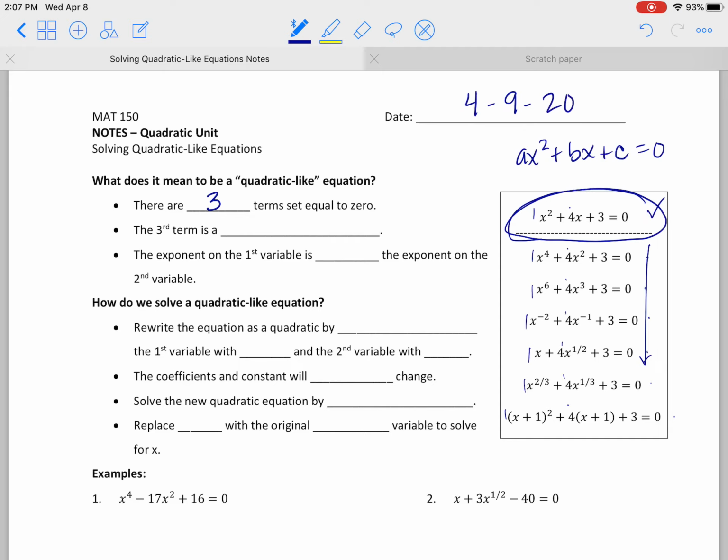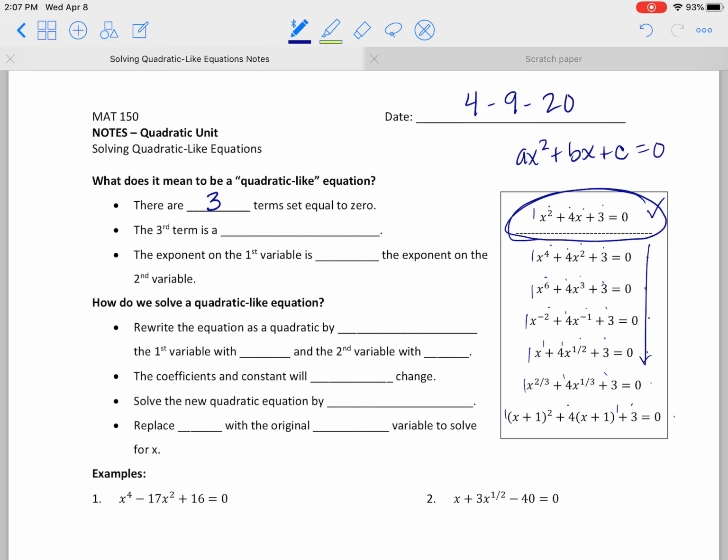Now notice, the leading coefficient in all of these is the same. All of these have a leading coefficient of 1. The middle coefficient, B, is a 4 in every one. The middle coefficient doesn't change in any of these problems. And then the constant is 3 in every one; it didn't change anywhere. So all of the leading coefficients are the same, all of the middle coefficients are the same, and all of the constants are the same. The only thing that changes is the variables.